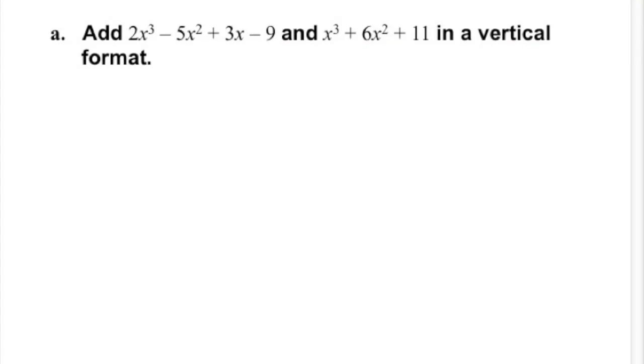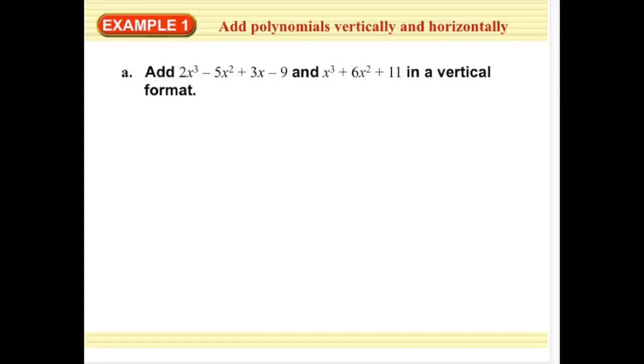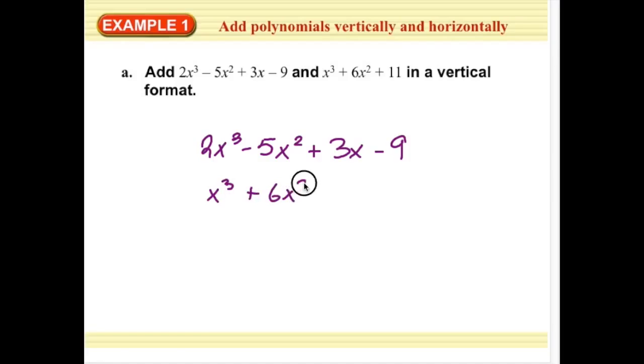Hi everyone, so today's lecture video is on section 2.3 and we're going to focus on adding, subtracting, and multiplying polynomials. So I have two polynomial equations, 2x cubed minus 5x squared plus 3x minus 9, and I have 3x cubed plus 6x squared plus 11.